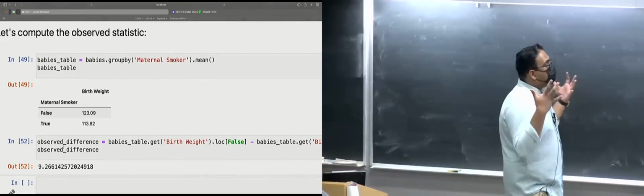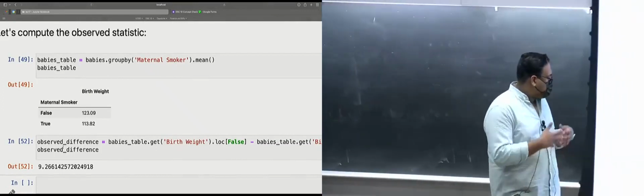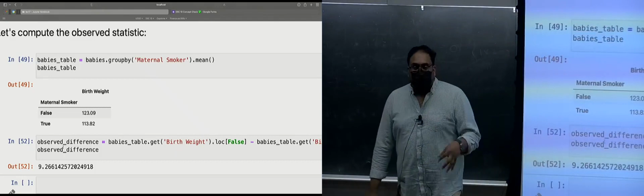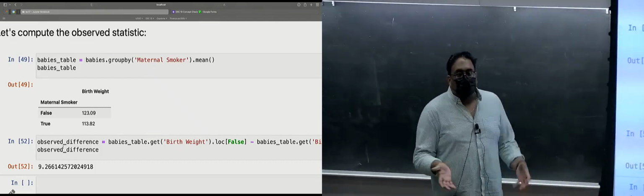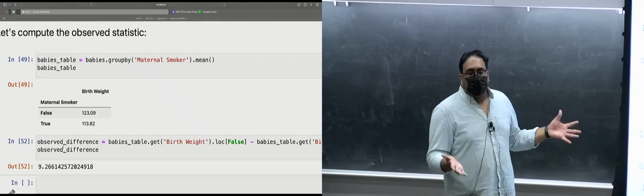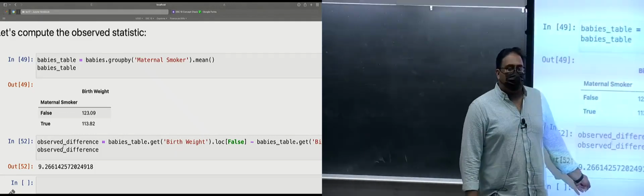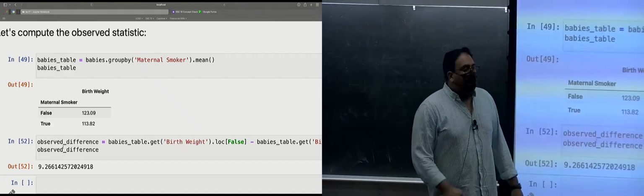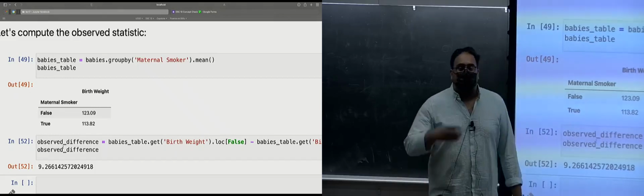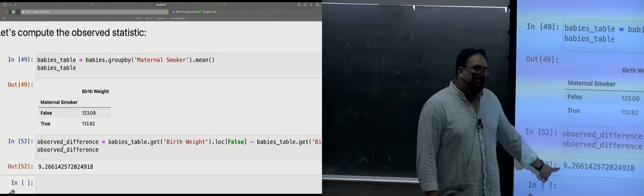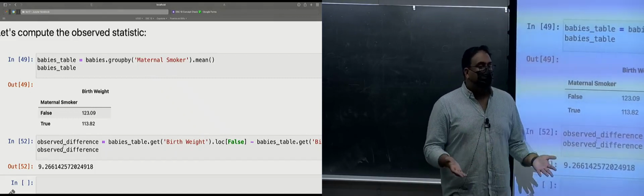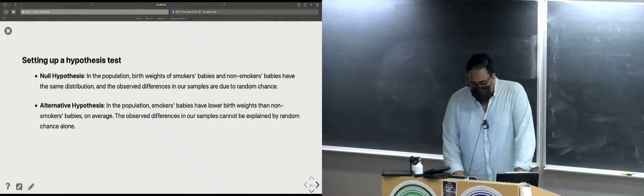It's the difference in average weights of non-smoking babies and smoking babies, not in the population, but in our two samples. Okay, you might ask, why did we do non-smoking minus smoking? Could we have done the other way, smoking minus non-smoking? Yeah, we could have. And this would just be negative 9.26 instead of positive 9.26. It's fine. You could do A minus B or B minus A, as long as you are consistent throughout your entire test in which one you chose. We'll choose this one just so that our observed one turns out positive because it looks a little nicer, but we could have done the other way around. Sound good?